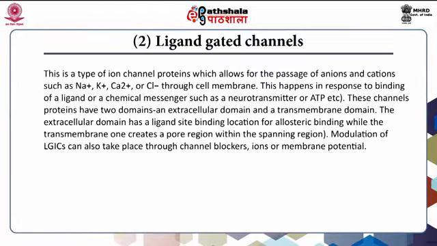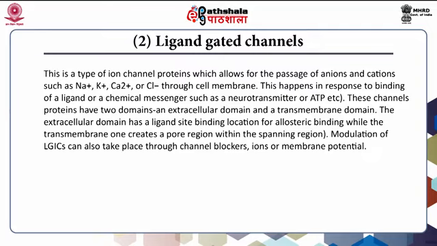This is another type of ion channel protein which allows for the passage of anions and cations such as sodium, potassium, calcium or chloride ions through the cell membrane. The major difference with the former is the stimuli, and in this case the movement of ions occurs in response to binding of a ligand or a chemical messenger such as a neurotransmitter or ATP.